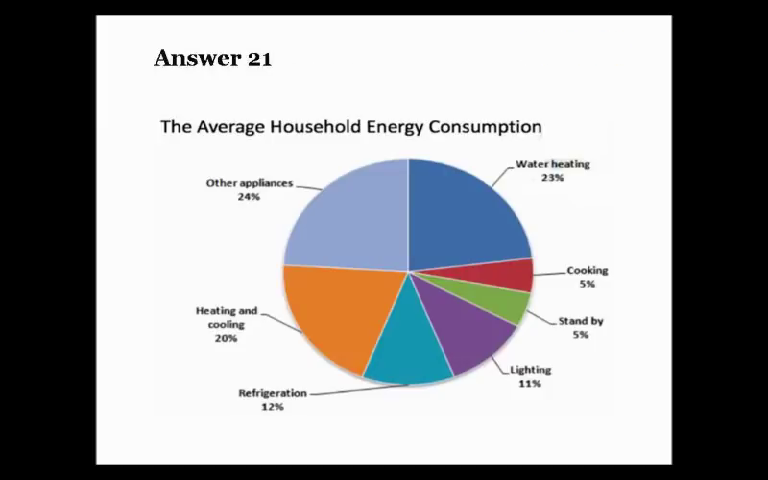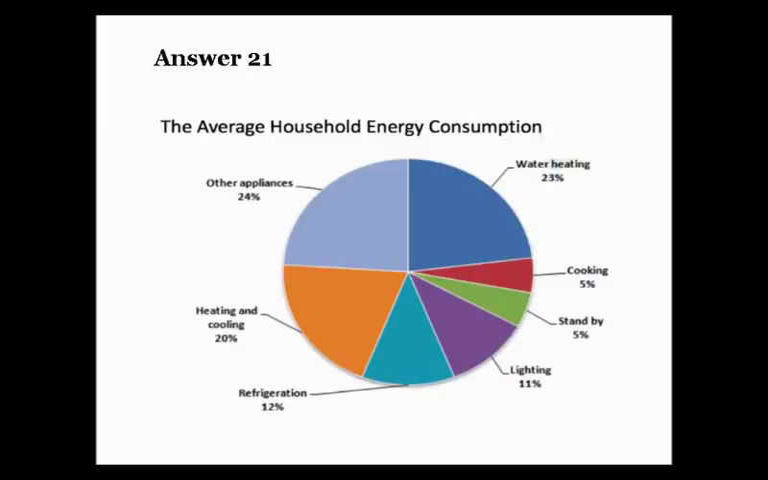The pie chart gives information about the average household energy consumption. To begin with, we can see that there are categories in comparison, which are water heating, cooking, standby, lighting, refrigeration, heating and cooling, and other appliances.